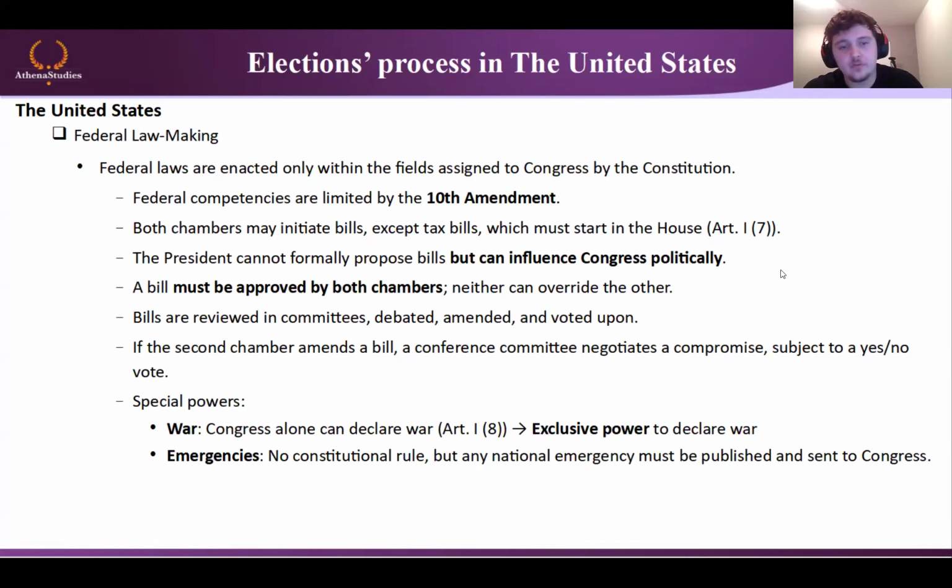And so two special powers: wars, where Congress alone can declare war, so that's an exclusive power, and emergencies. There is no constitutional rule, but any national emergency must be published and sent to the Congress.